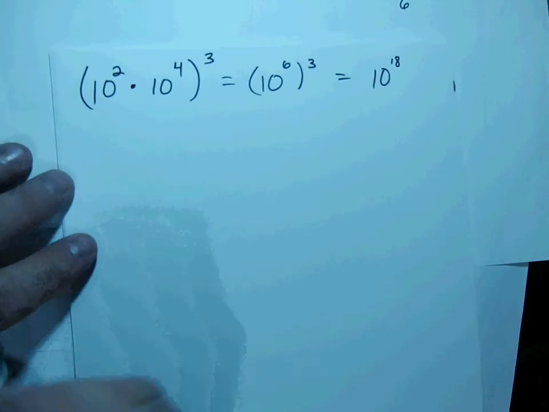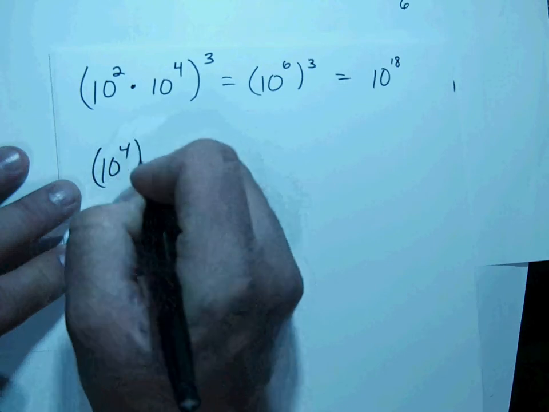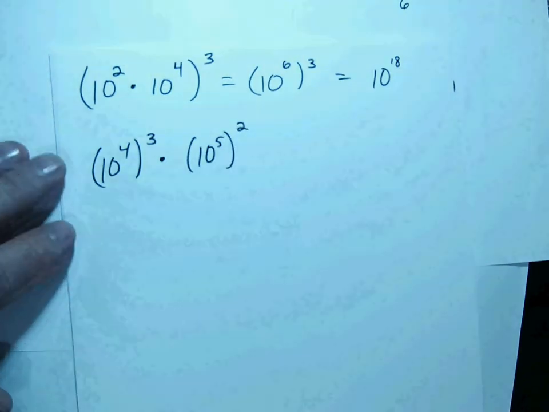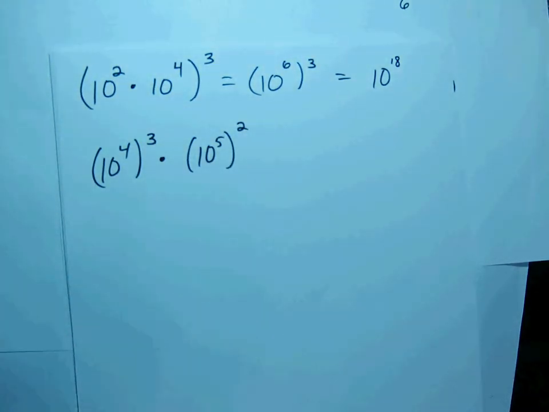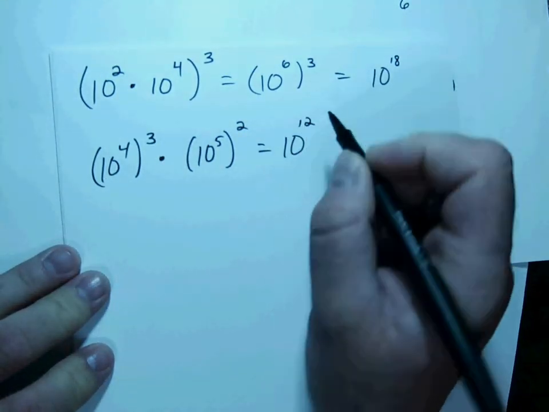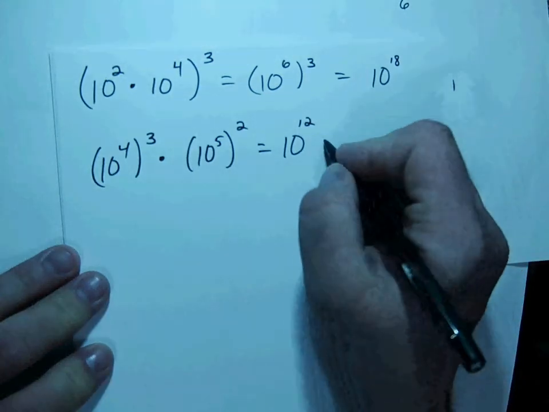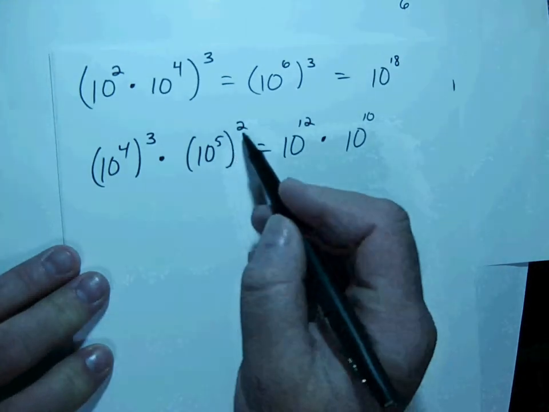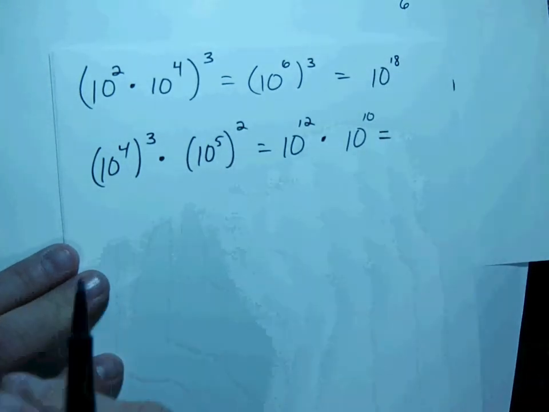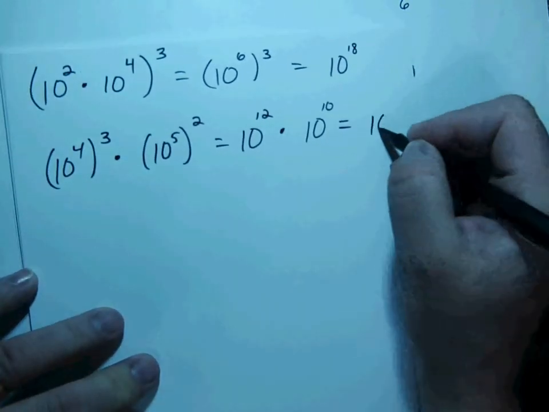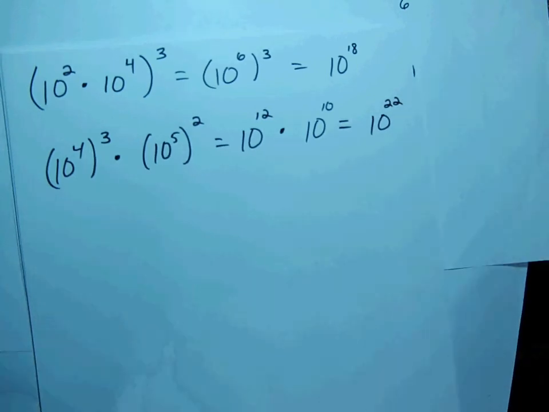Okay? What if I have 10 to the 4th cubed times 10 to the 5th squared? Well, it's just two little separate problems, and then I'm going to multiply them together. 10 to the 4th cubed becomes 10 to the 12th, right? I multiply those exponents. 10 to the 5th squared becomes 10 to the 10th. I multiply those exponents. Okay, but here I'm strictly multiplying the numbers, which means I'm going to add the exponents. So I'm going to get 10 to the 22nd power. Okay?